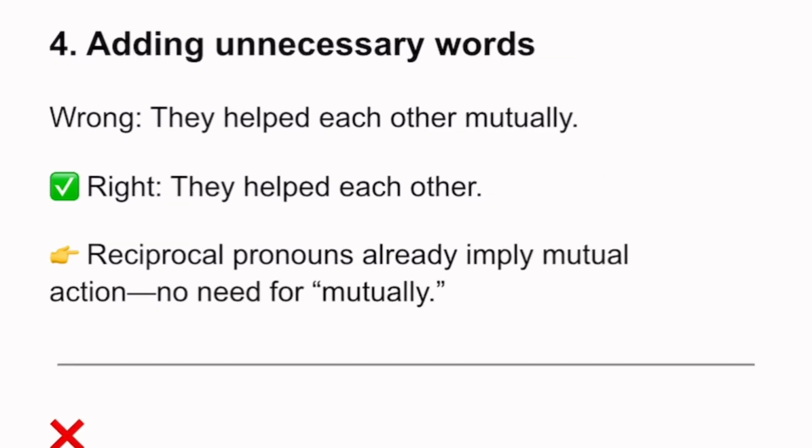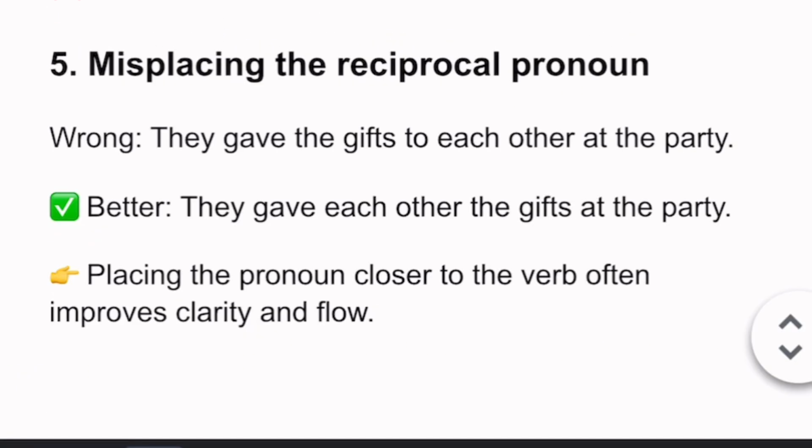Another one is adding unnecessary words. For instance, they helped each other mutually. No, we don't need that. They helped each other, because the fact that you've already put each other there already connotes mutual action. Because when you say mutual, A does for B and B does for A. Misplacing the reciprocal pronoun, that's another mistake. They gave the gift to each other at the party. Better: they gave each other the gift at the party. So make sure you place the pronoun closer to the verb, often to improve clarity and flow.